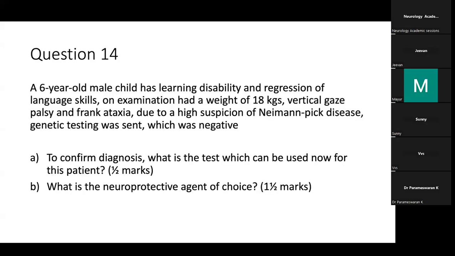A 6-year-old male child with learning disability and regression of his language skills on examination had a weight of 18 kilograms and vertical gaze palsy and frank ataxia. Due to a high suspicion of Niemann-Pick disease, genetic testing was sent, which was negative. In the background of genetic testing being negative to confirm the diagnosis, which is the test that can be used now for this patient, and what is the neuroprotective agent of choice in this disease?